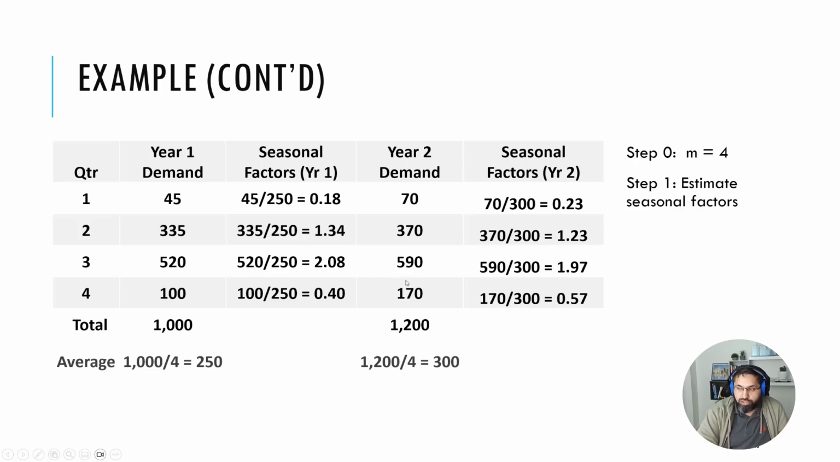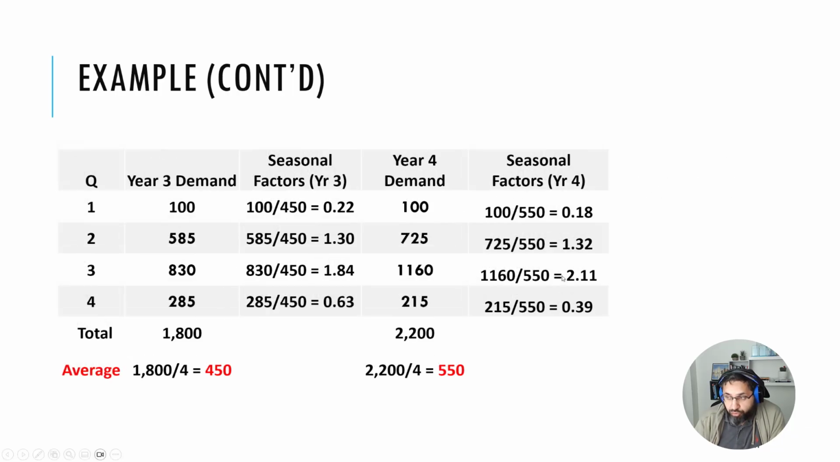You take year two's quarterly data, you sum it up, divide by 4. So in year two, the average quarterly sales was 300. You divide each of the quarterly sales values, each of these 4 values, by 300 to get the seasonal factors for year two. Same thing for year 3 and 4.